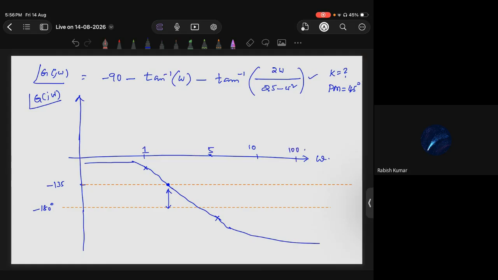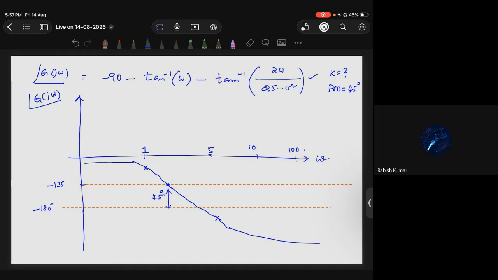Okay, so what is this? This is 45 degrees. This is 45 degrees. Hope this is clear. Any doubts? If you get any doubts, you can ask me. So, okay, sir, no doubt.